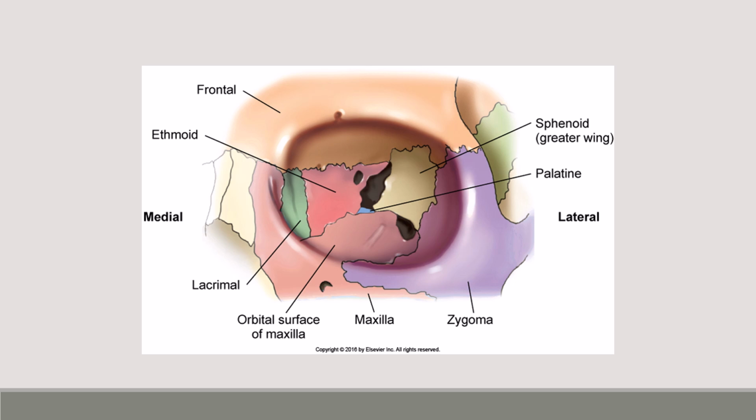And then in the back of the orbit, behind the eyeball, the ethmoid bone, the palatine bone, and the sphenoid bone form the back wall of the orbit. And of course, there's a foramen back there allowing passage of the optic nerve. And then the lacrimal bone sits just inside the medial rim. The lacrimal bone houses the duct of the same name, which is the tear duct. So that's where the lacrimal bone gets its name.